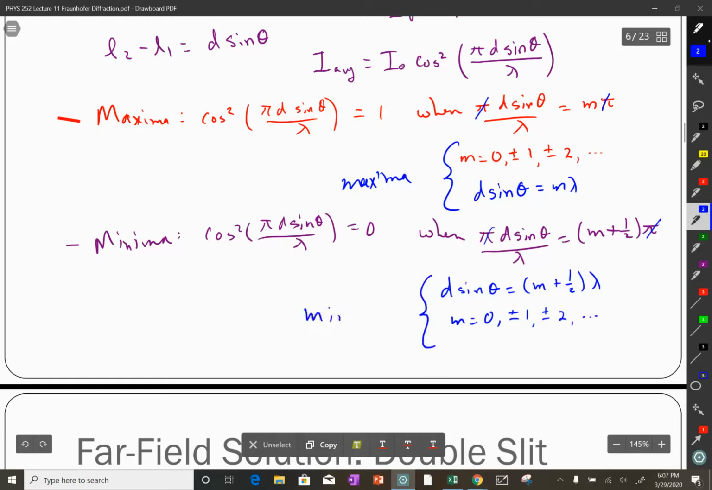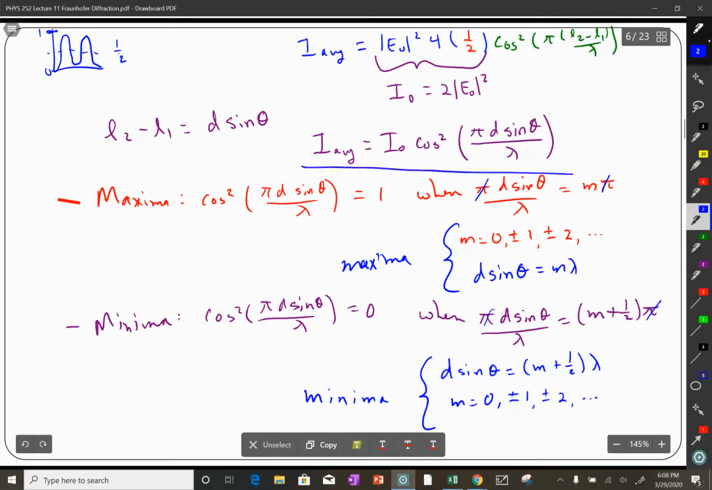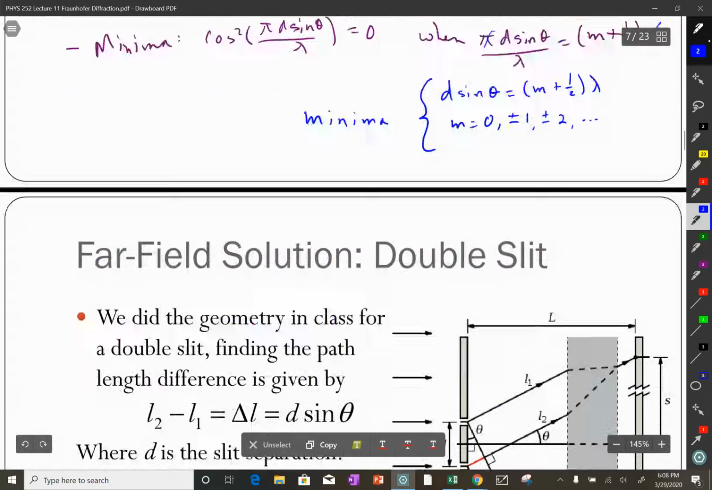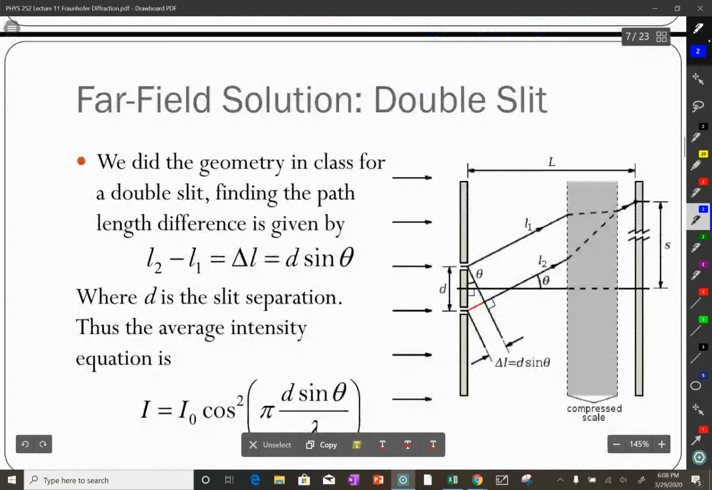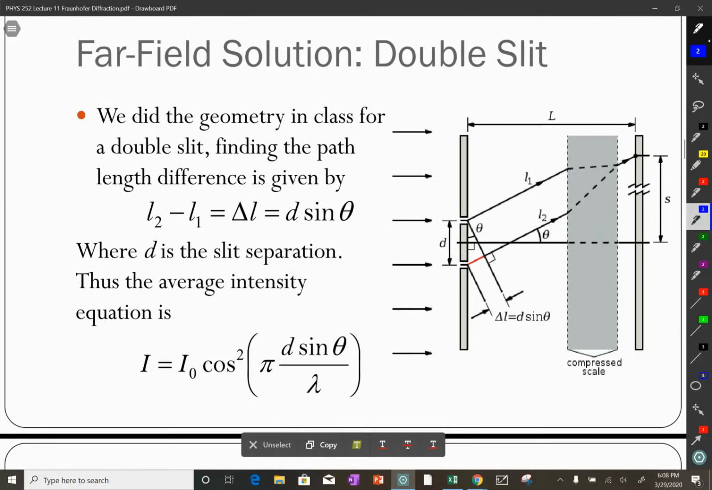So I got the same maxima and minima equations that we got in the general physics class, but what we have that we didn't have in general physics class is an equation that will tell us what the intensity is for any angle, not just where we have maxima and where we have minima. So that's our solution for the far field for a double slit. And that's ultimately not very difficult.